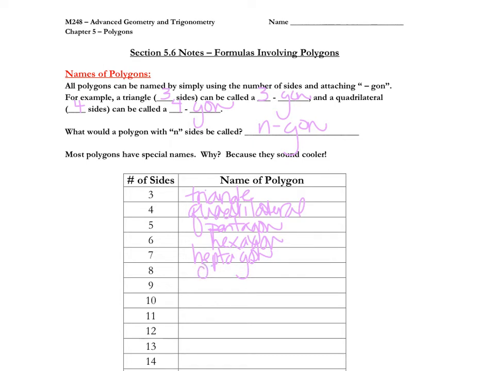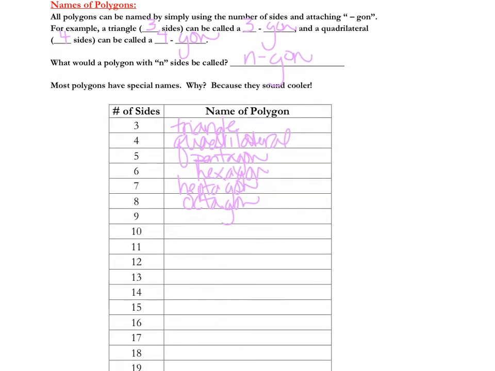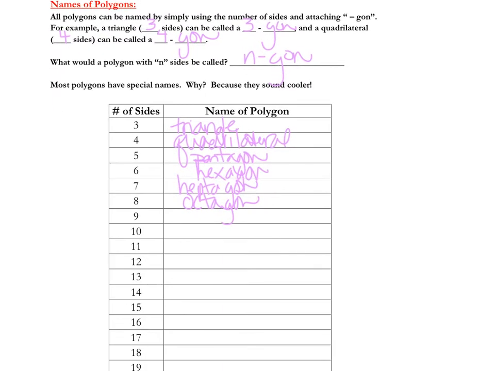8, hopefully you know because of a stop sign, octagon, especially since a lot of us are currently in driver's ed and turning 16 soon or already turned 16. 9 is a nonagon. And 10 is a decagon. So you should really know these first 10. These are just the very basic polygons.